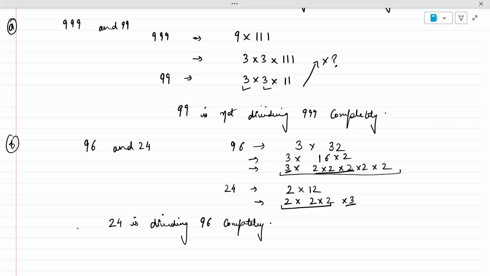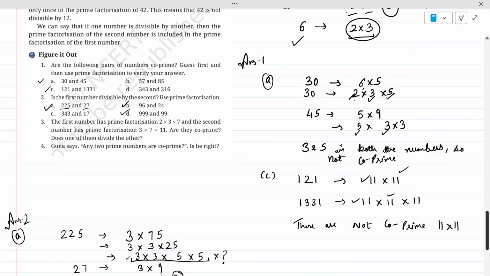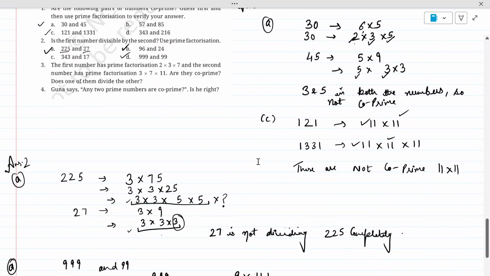Okay, so this is also done. What we have done is found their factors, and the factors of the number which is dividing the other number should be present totally in the other number. If all the factors are present, that means the number is dividing, otherwise it is not. Now, the first number has prime factorization of 2 into 3 into 7 and the second number has prime factorization of 3 into 7 into 11.